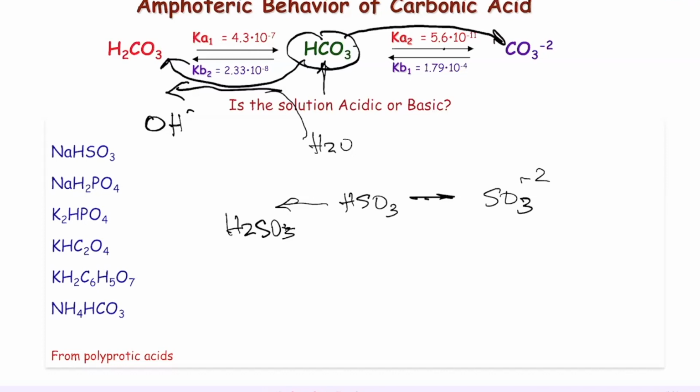So again, what you need to do is compare the Kb and the Ka to figure out whether this solution is going to be acidic or basic. You can do that for all of these.